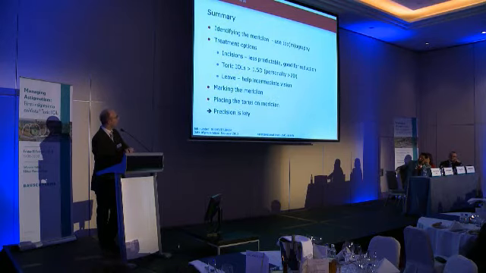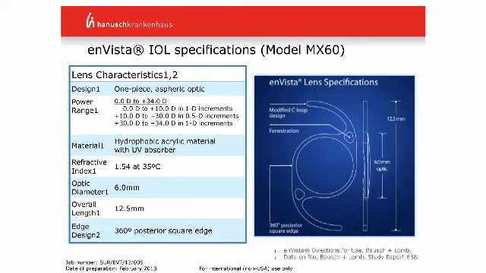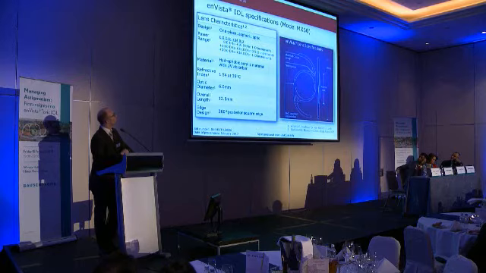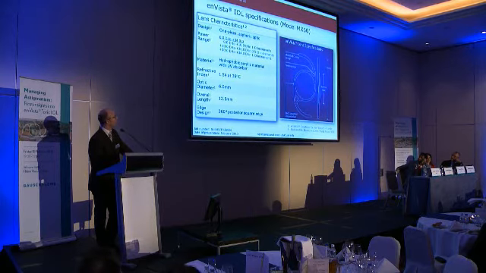Marking the meridian, I told you about, and placing the toric on meridian. And again, precision is really key with this kind of surgery. Now let me, next slide please, introduce you to the enVista. This is the platform. This is the non-toric or aspheric version, 0 to 34 diopters.